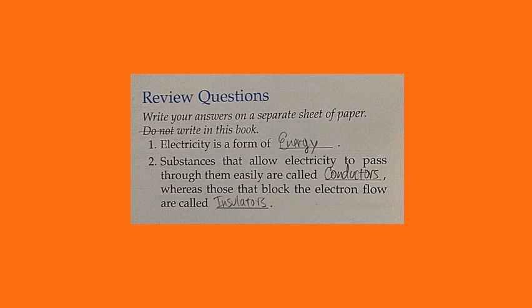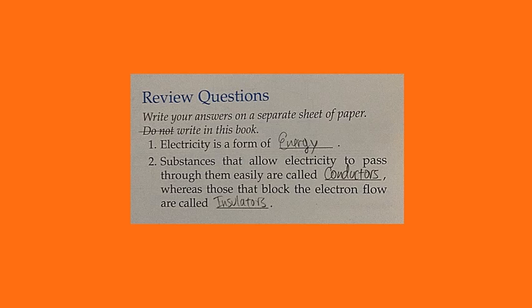Next are review questions. Electricity is a form of energy. Substances that allow electricity to pass through them easily are called conductors, whereas those that block the electron flow are called insulators. Question 3. There are two types of electric current we use, and they are called alternating current and direct current.